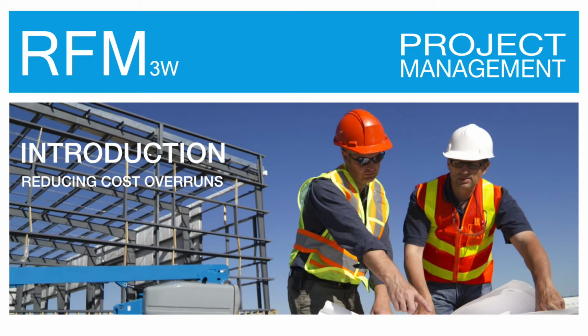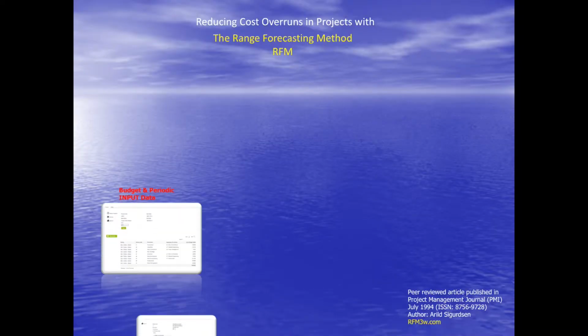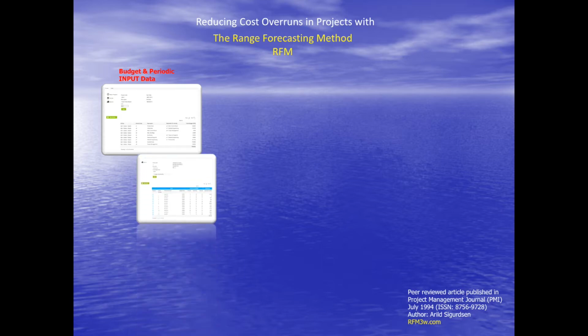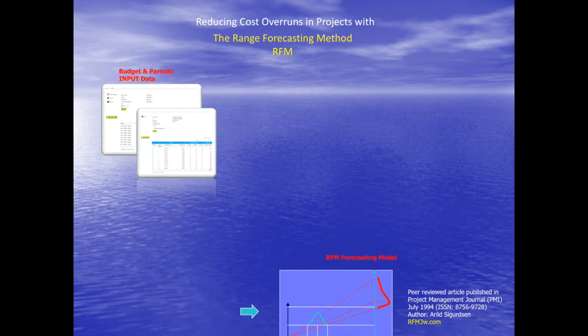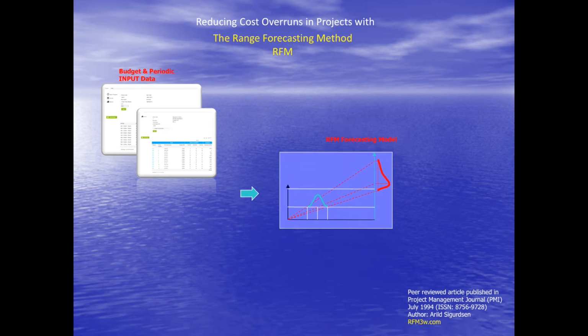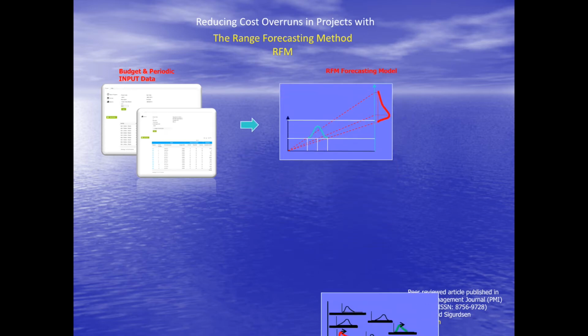The range forecasting method, or RFM, is an alternative project cost control method, specially designed as a response to the never-ending flow of devastating cost overruns in projects. The range forecasting method uses an entirely different approach to project cost control than most traditional cost control systems do.